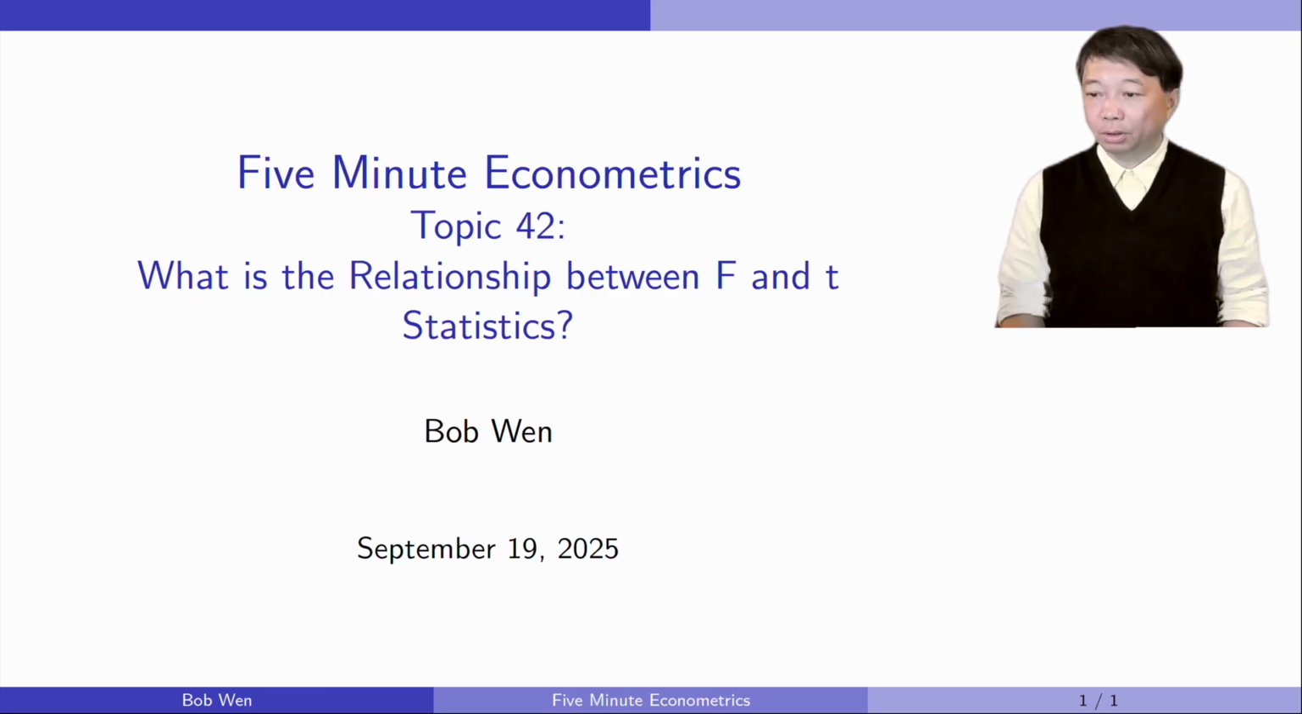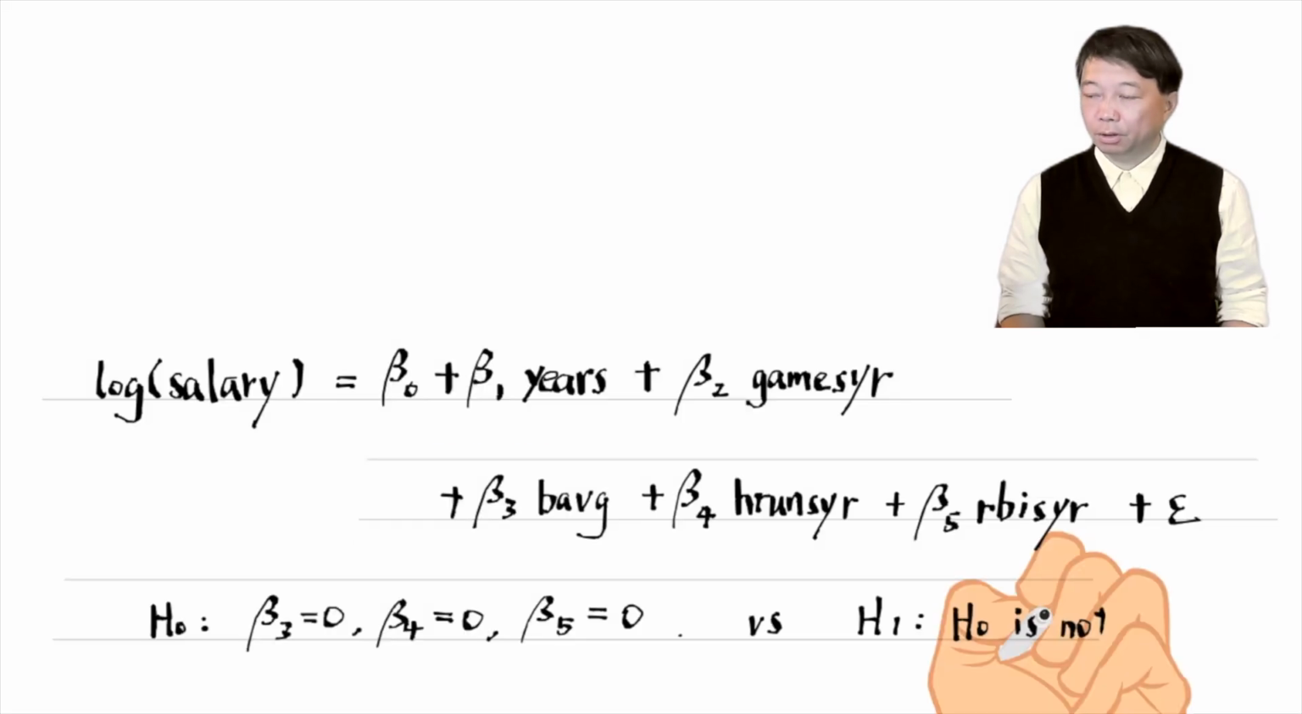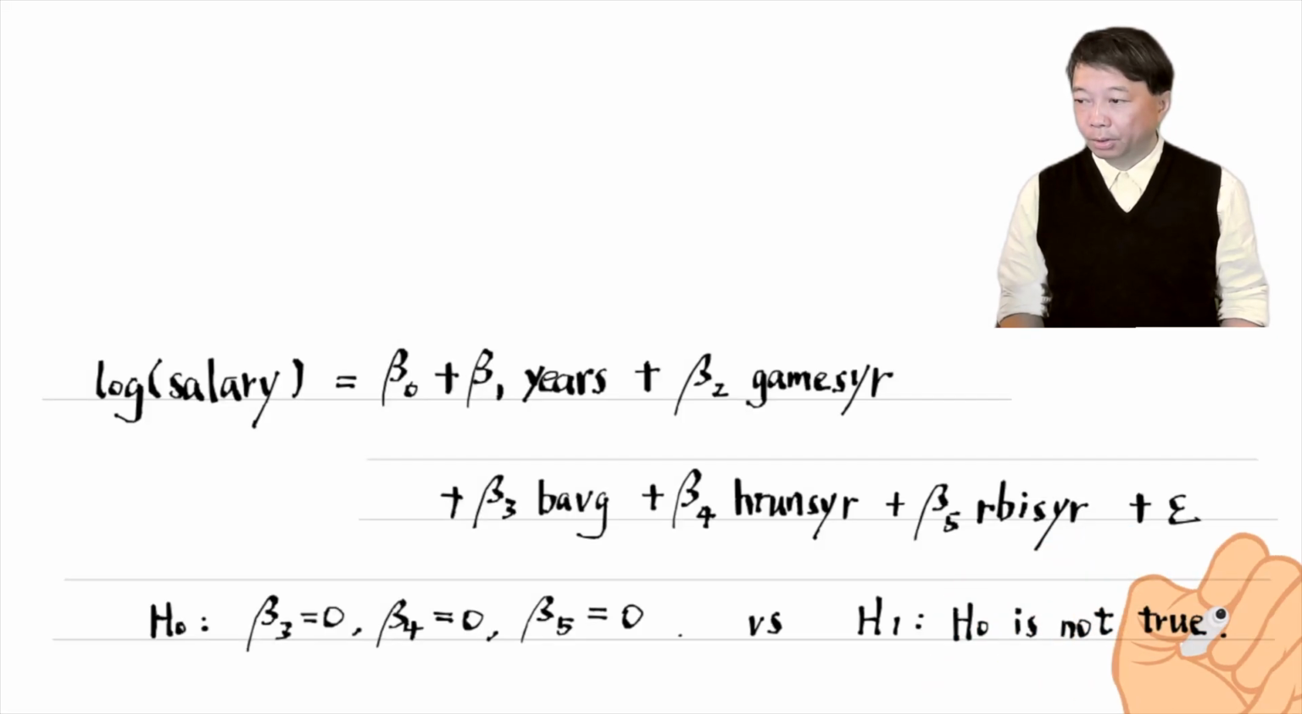Today, we will explore the relationship between the F-statistics and the t-statistics. I just mentioned the situation in which the individual variable is insignificant, but the group of variables is jointly significant, such as our previous example of baseball players' salaries. In this example, we should report that the three performance measure variables as a whole have a significant effect on wages at the 1% level, because they are jointly significant.